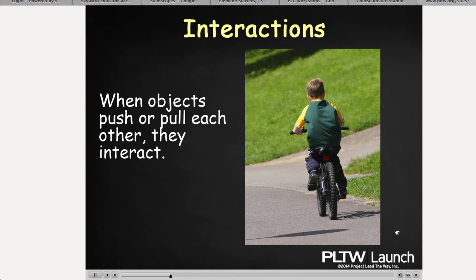When we talk about forces, we often use the term interactions. When objects push or pull each other, they interact. When objects interact, energy is transferred.